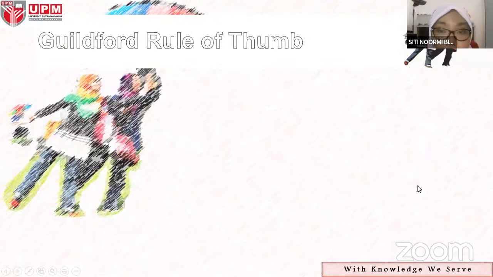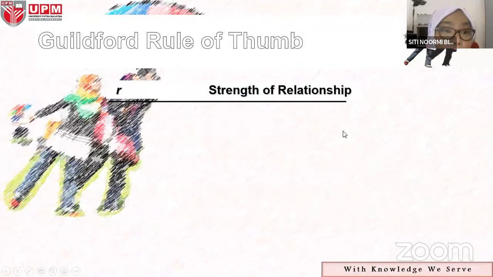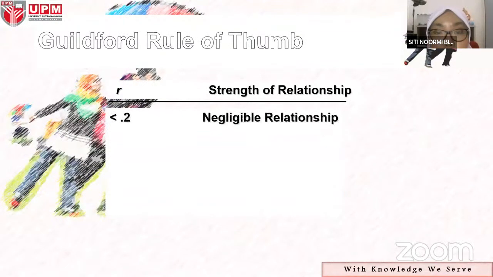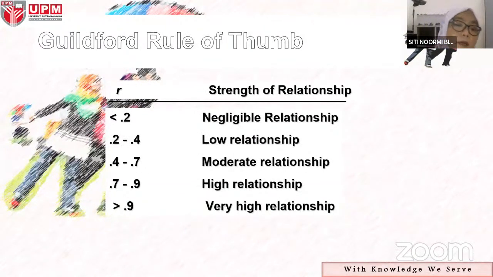To elaborate further in terms of the strength or magnitude of relationship, you might consider using the Guilford rule of thumb, so that you can provide more explanation. If the findings indicate that the r value is 0.3, for example, rather than just explaining the direction of the relationship, you can add that there is a low relationship between X and Y. So you add more flavor to your description of the finding.